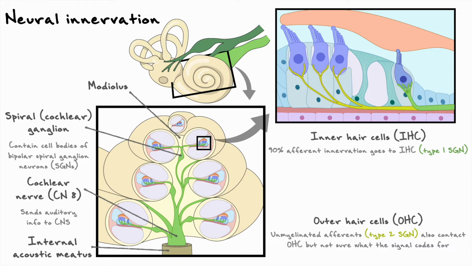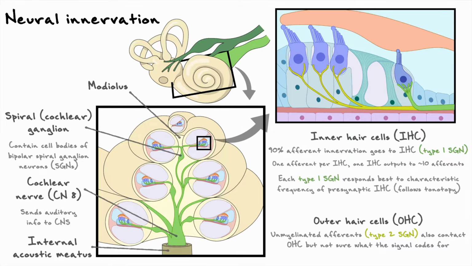For type 1 SGNs, the general rule is that one axon of an SGN contacts one inner hair cell, but inner hair cells can activate around 10 axons. Each type 1 SGN responds best to a characteristic frequency and follows the tonotopic order that is set in the cochlea. You will see shortly that these two details will be important to consider.